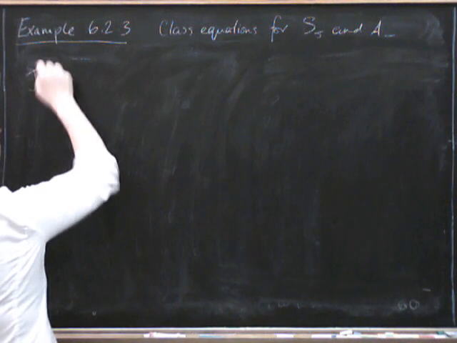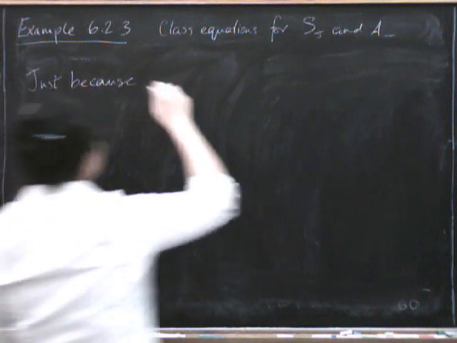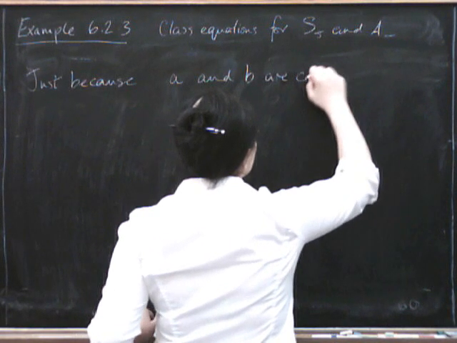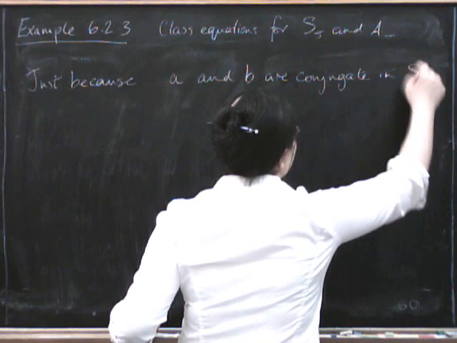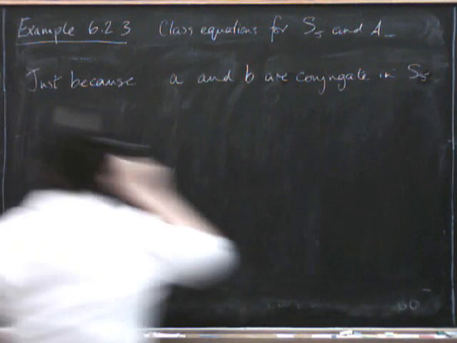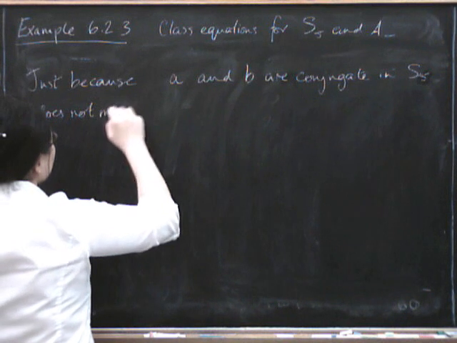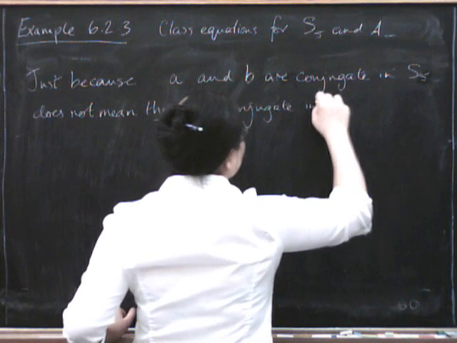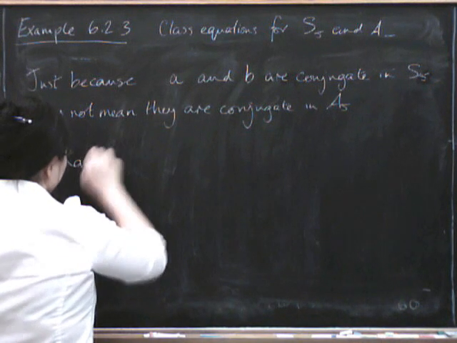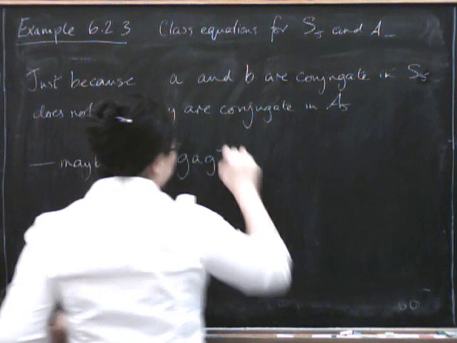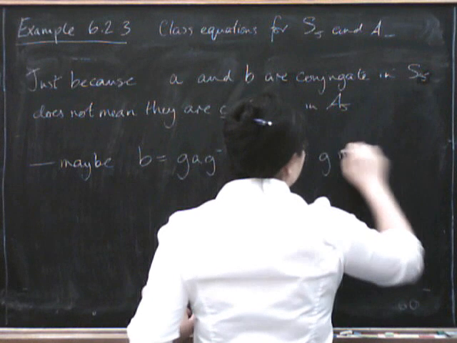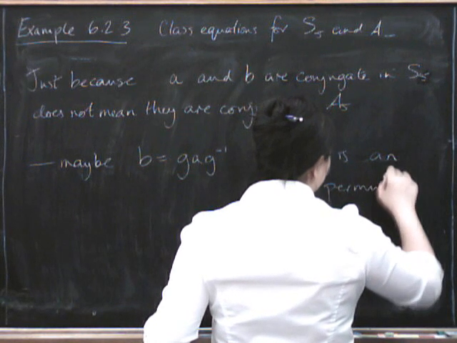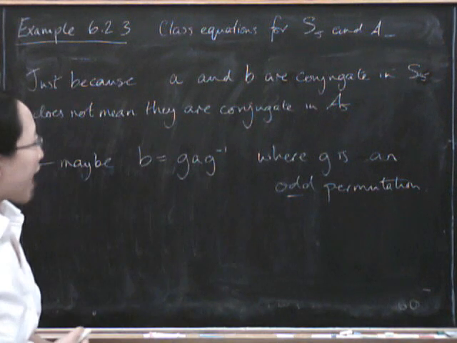Just because A and B are conjugate in S5 does not mean they are conjugate in A5, because maybe B equals G A G minus 1, where G is an odd permutation. So that's not conjugate in A5, but only in S5.